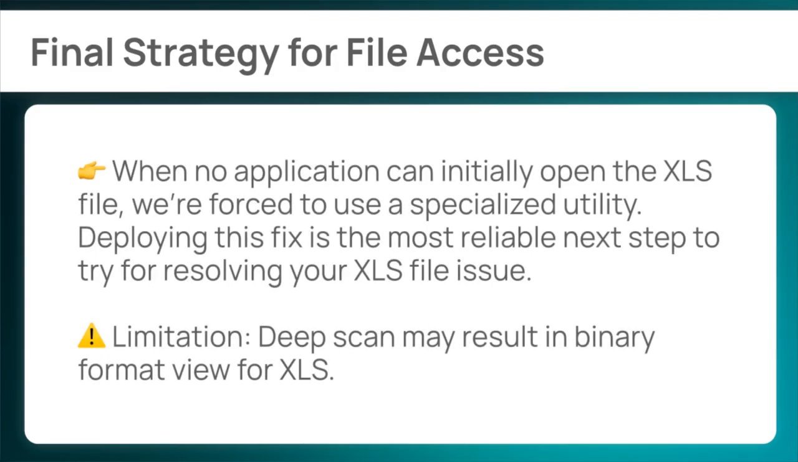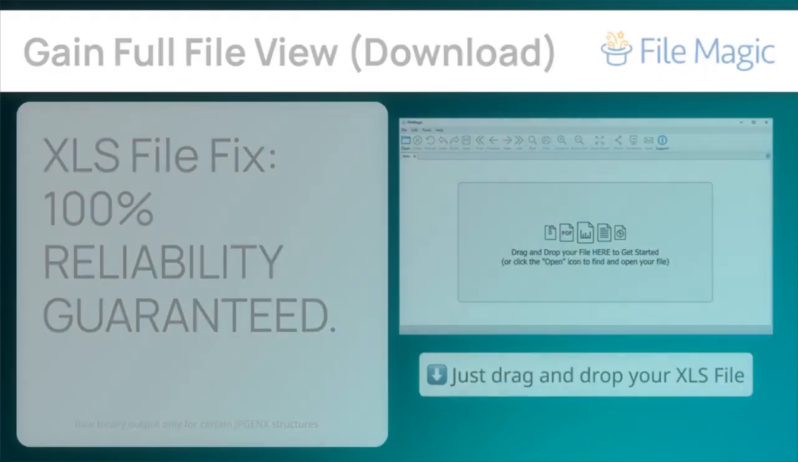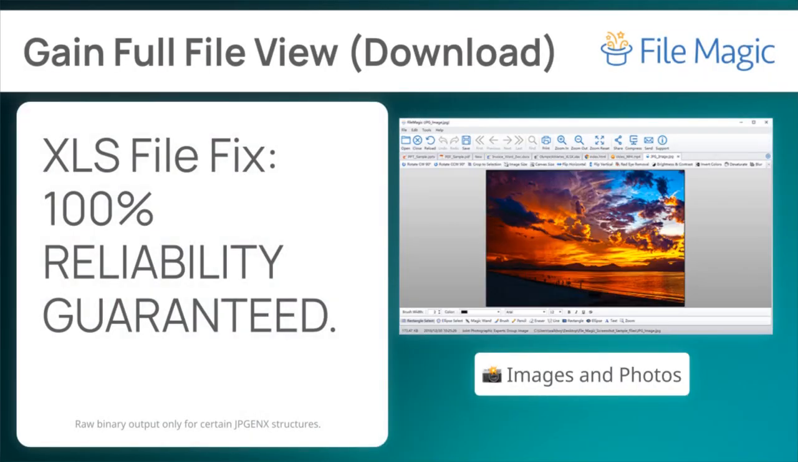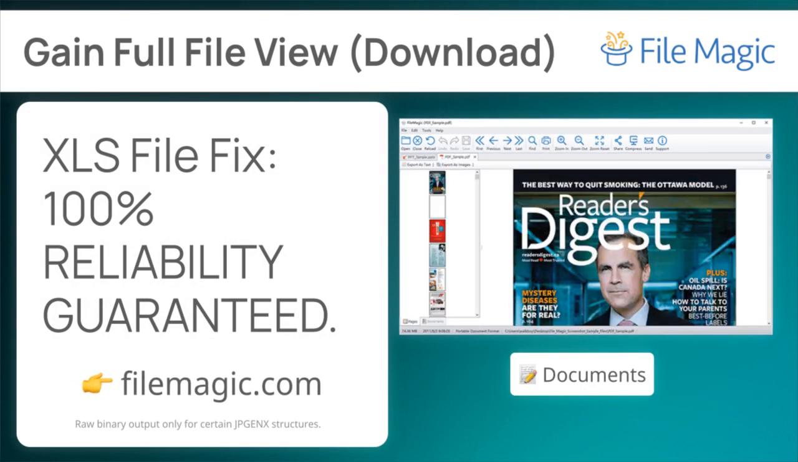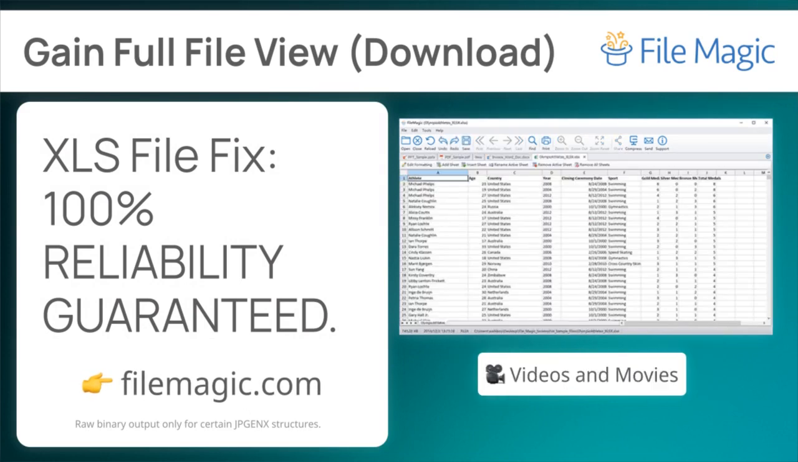If your operating system cannot determine the XLS file type, the only reliable approach is a dedicated format-agnostic utility. It's worth a shot. I strongly recommend FileMagick for its sheer power. It has the rare capacity to bypass corruption in XLS files and reveal the data instantly. That's a feature worth having.